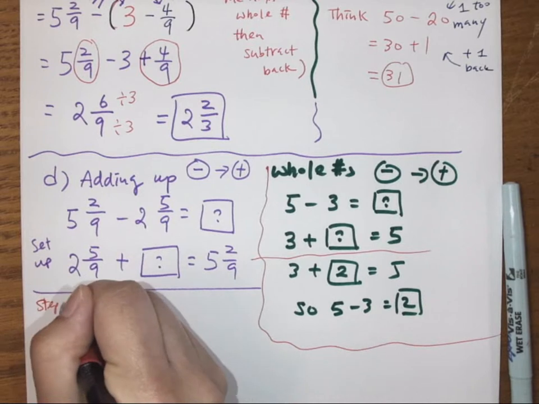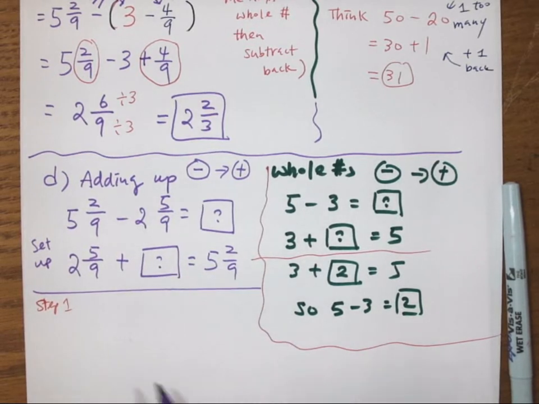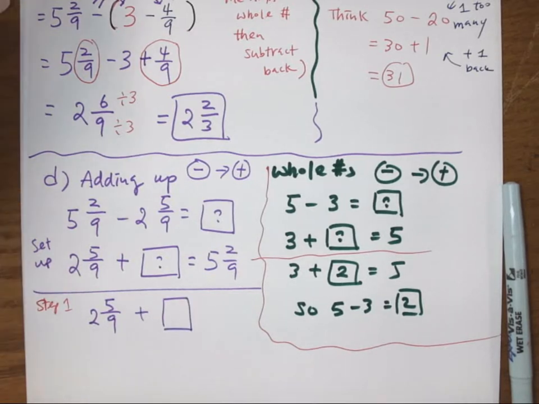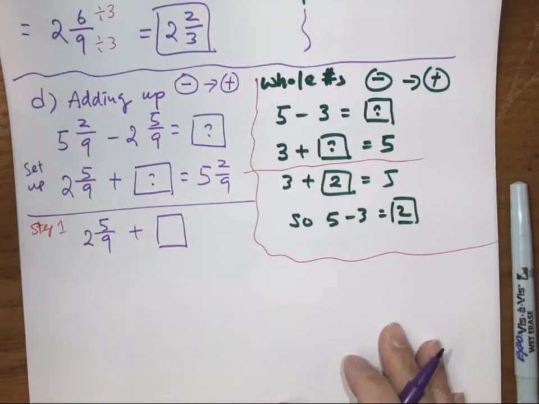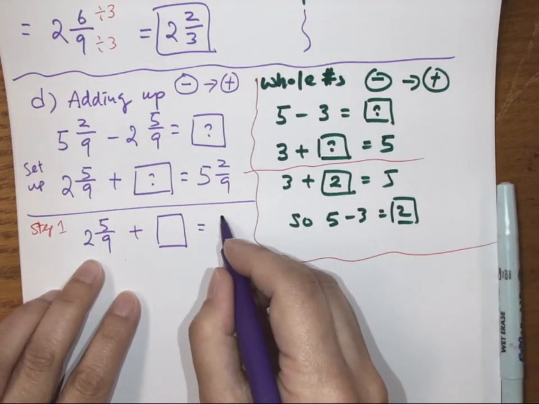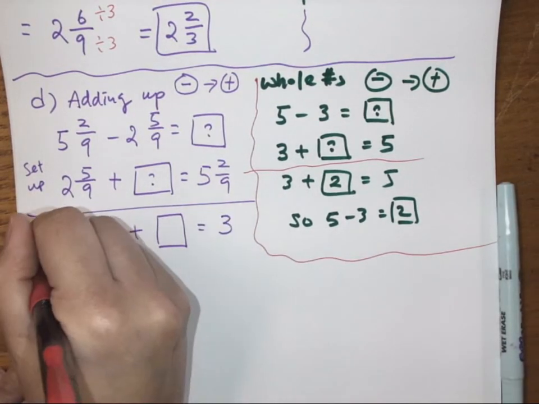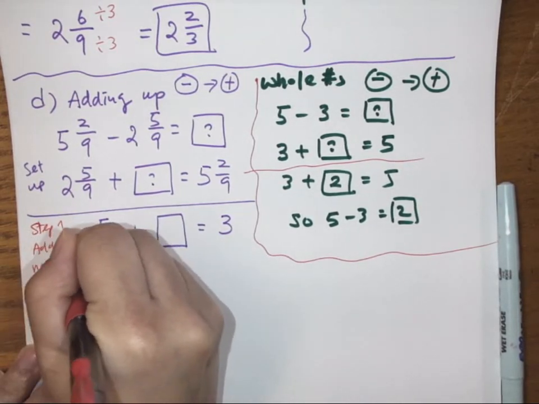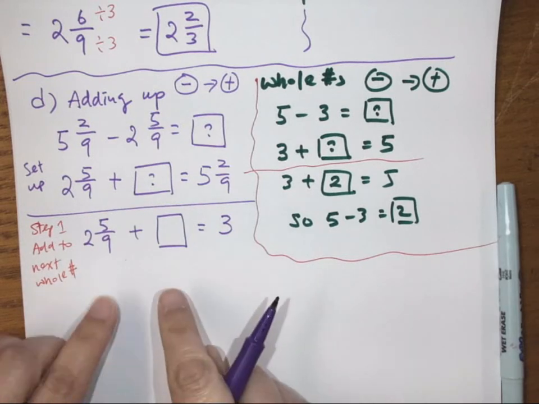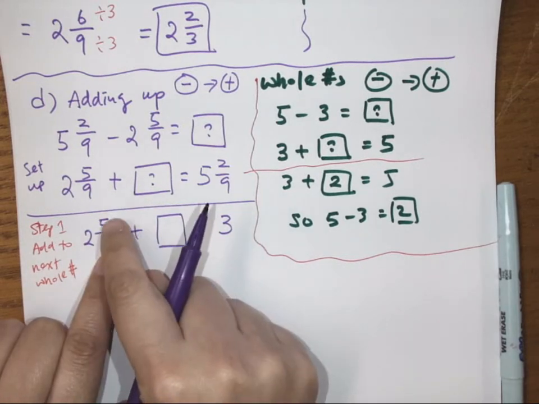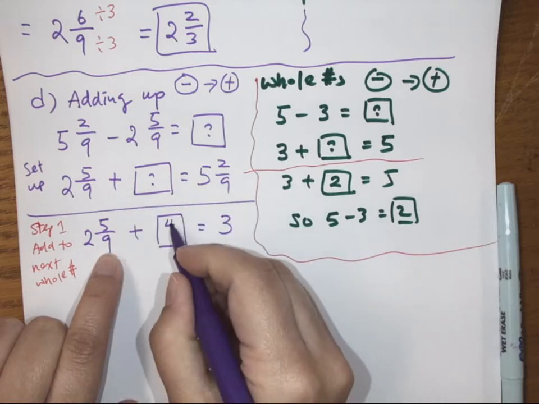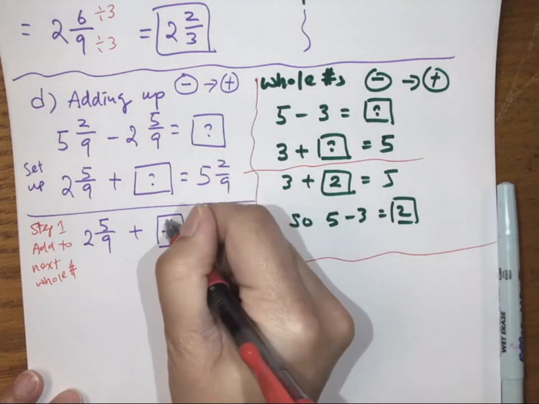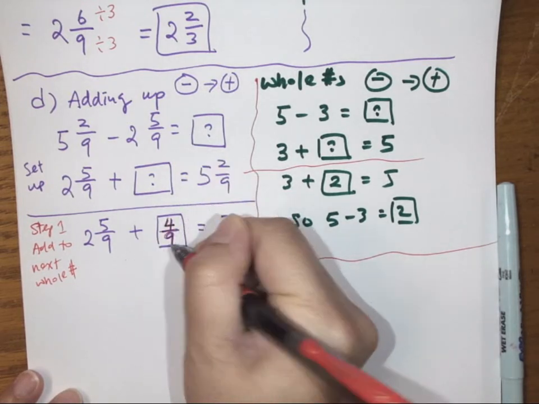And then you can show me some steps. Step 1: we're going to start with 2 and 5/9, adding something to reach the next whole number. So the next whole number from here is going to be 3. So step 1, add to the next whole number. Okay, so you already have 5/9, so from 5 to go to 9, you need 4 more units out of 9. So 4/9 plus 2 and 5/9 equal to 3.